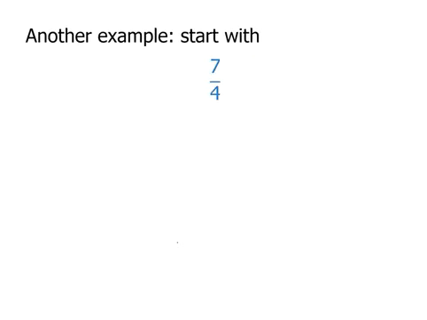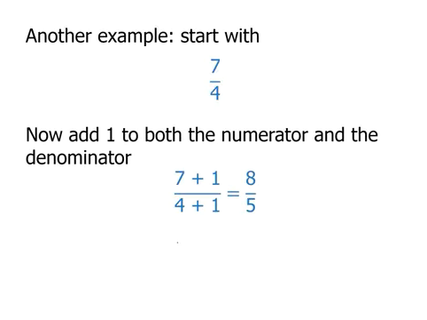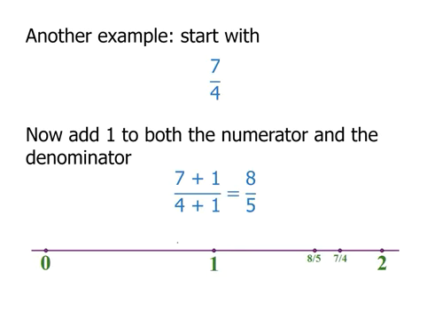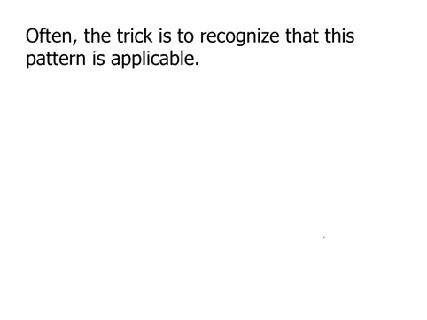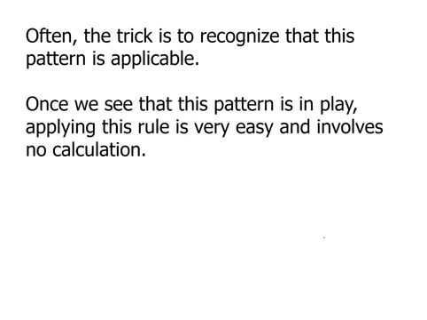Now start with something bigger than 1. Start with 7/4. And let's just say we add 1 to the numerator and denominator, 8/5. So now we're going to move toward 1 again, but because it's bigger than 1, it's going to move down to move toward 1. So moving from 7/4 to 8/5, we actually move to the left. We move down. So 8/5 is less than 7/4. Often the real trick here is to recognize that this pattern is applicable in the first place.